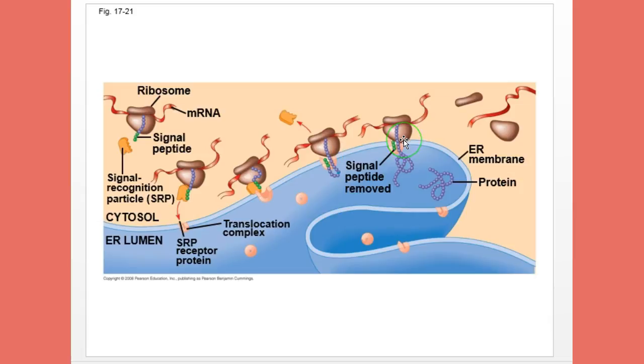In this figure, the signal cleaving enzyme cuts off the signal peptide, and then the rest of the completed polypeptide leaves the ribosome and folds into its final conformation. Okay? That's when they're targeted to the ER. Okay?